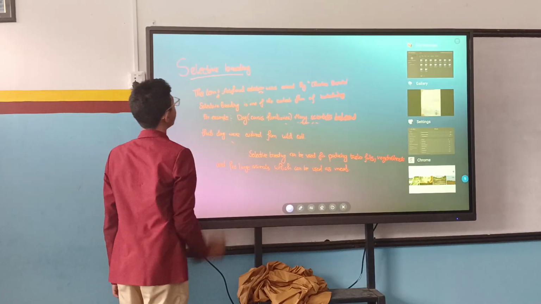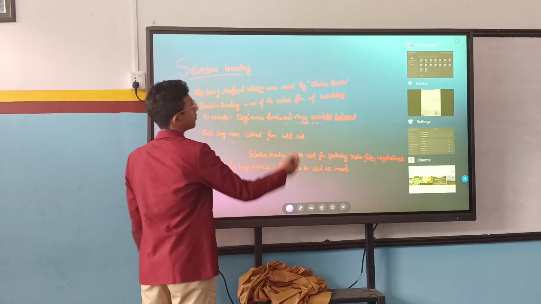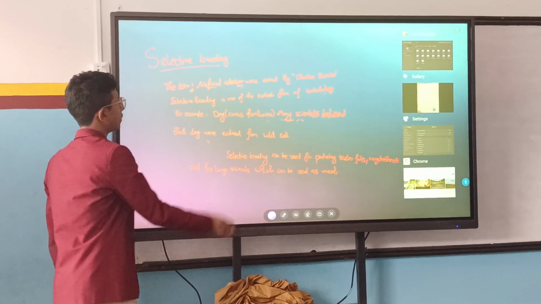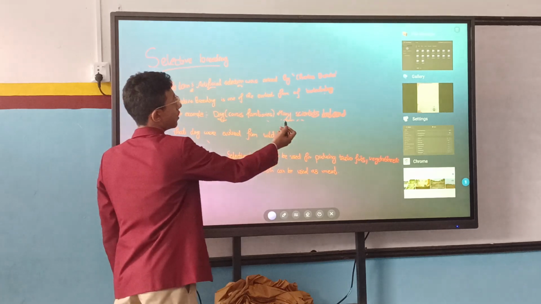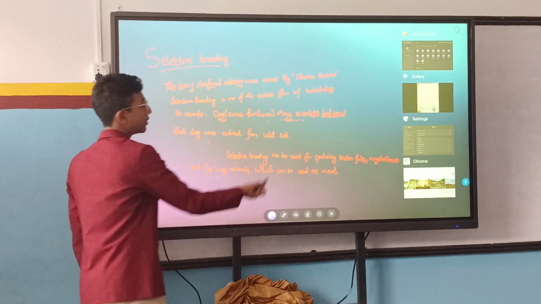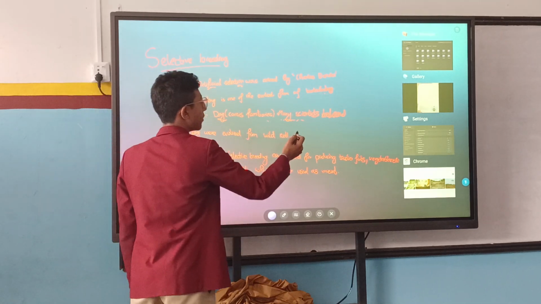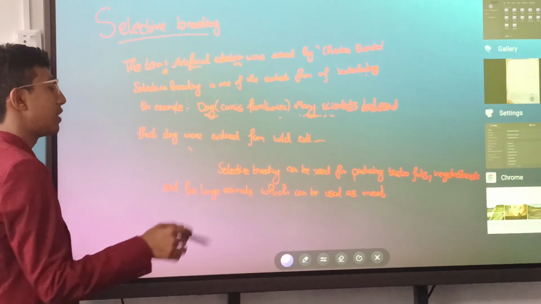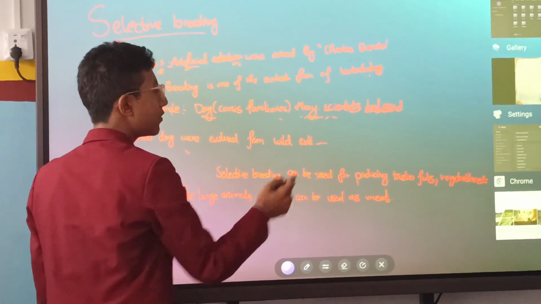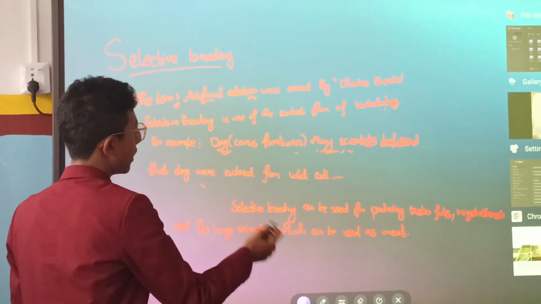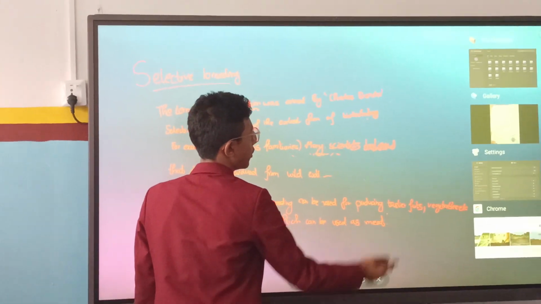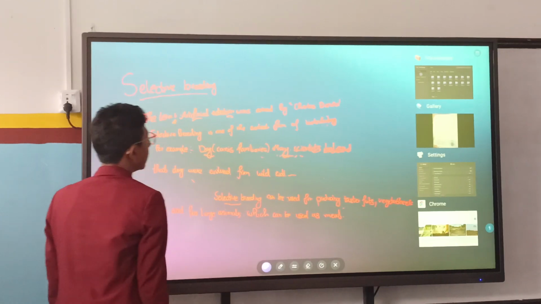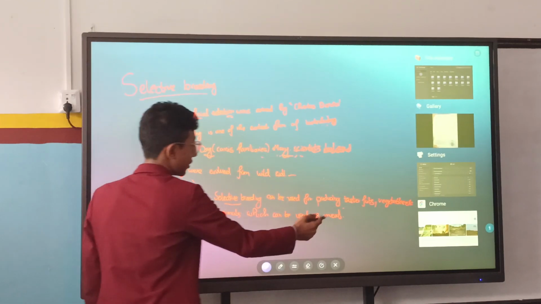Selective breeding. The term artificial selection was coined by Charles Darwin, and selective breeding is one of the earliest forms of biotechnology. For example, we can see a dog. Many scientists believe that dogs evolved from wild wolves, and humans have been researching dogs for about 14,000 years. Selective breeding can be used for producing tastier fruits and vegetables, and large animals which can be used as meat. Selective breeding is one of the most important in biotechnology.